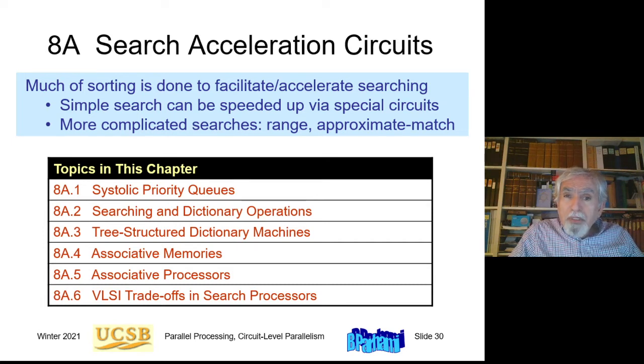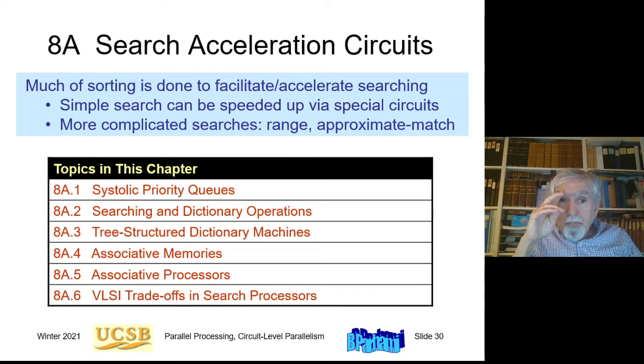Now, simple search can be speeded up by using special circuits. These special circuits were, in fact, the first examples of parallel processors ever developed. They were known as associative memories or content addressable memory. And we'll talk about these.